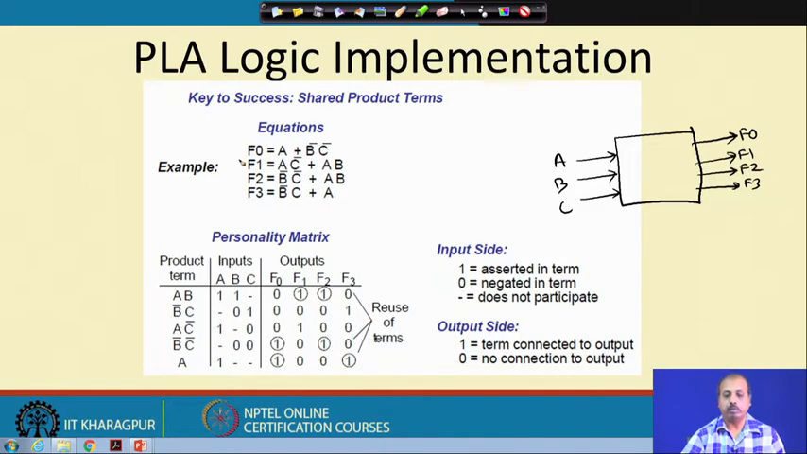So, we will see what a programmable logic array is, but from this function itself we can make this matrix, the personality matrix. That is, you identify the product terms, you write down the product terms in terms of inputs and in terms of the variables, and then whether it is present or not. On the output side, you write down the functions and put zeros and 1s corresponding to whether the product term is not present in the function or present in the function.